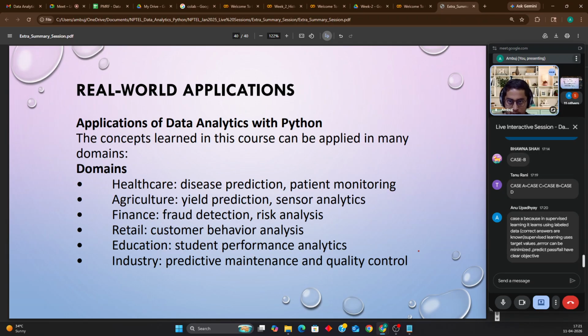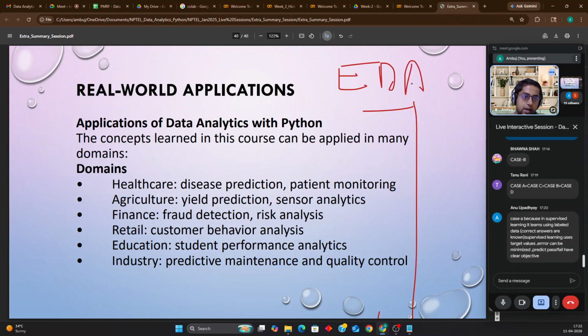Real world applications of Python include healthcare, agriculture, finance, retail, education, industry, wherever you want to apply. You can apply those skills which you have gained from this particular course on data analytics with Python. This is the summary of the course which I can present to you in brief. In 2 hours, I tried to explain this course in brief, what concepts we have covered, and I tried to summarize all the points.